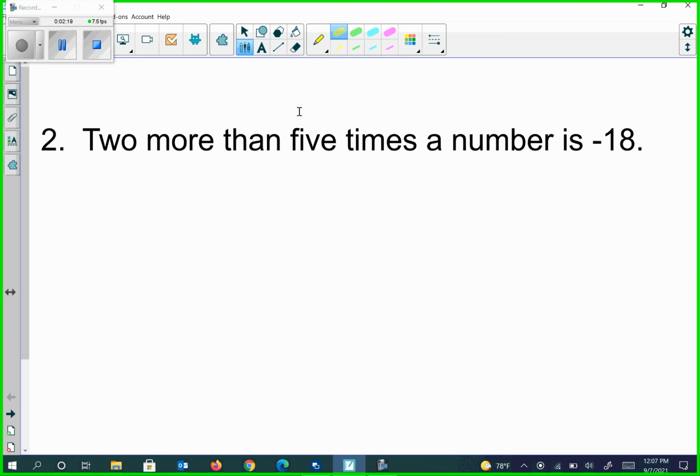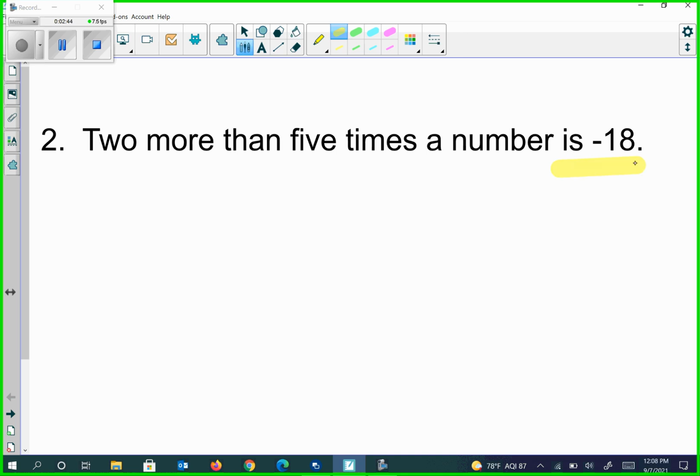Let's read it first and see if we can decipher what it means. "2 more than 5 times the number is negative 18." "2 more than 5 times the number is negative 18." Okay, so this is all kind of stuff that I will lead you through come Thursday. So I'll do it kind of this way.